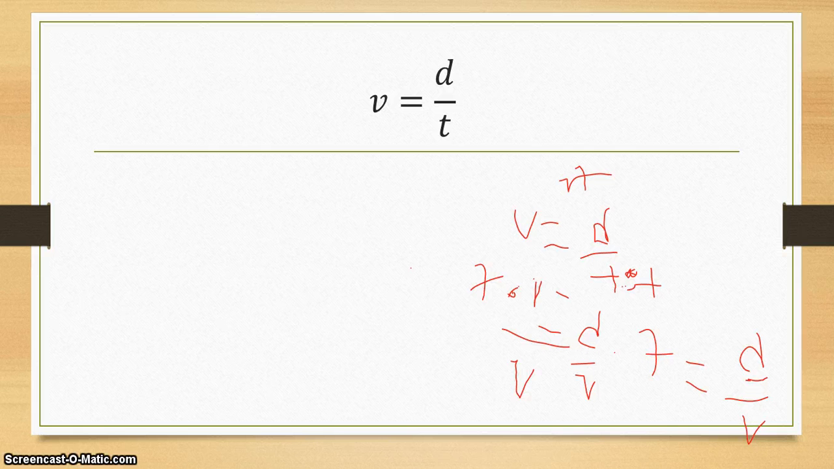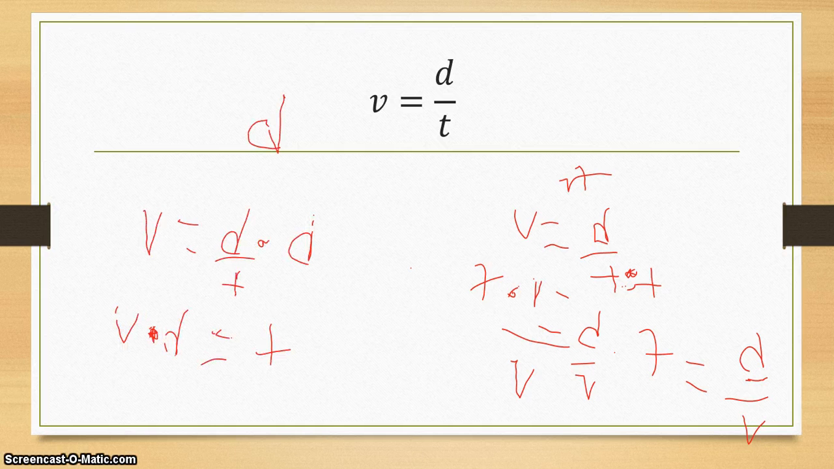To solve for d, we're going to start off with v = d over t, and then we're going to have to multiply by t, and then we'll get v times t = d. So we're going to have to divide by v, and then we'll get d = t over v.